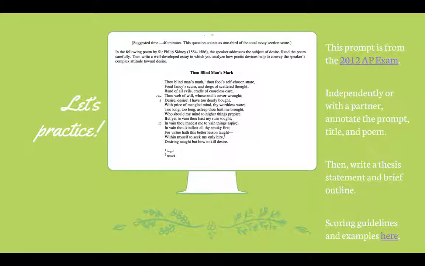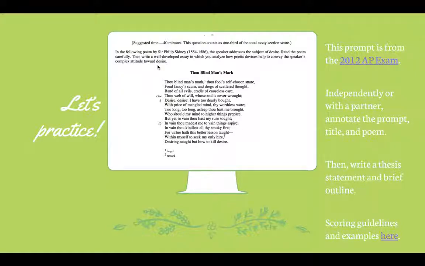Okay. So like we mentioned, a few things to keep in mind. We have the title, Thou Blind Man's Mark. We want to keep that in mind as we read through. Oftentimes in older poems, the title just by default is the beginning of the poem, so we see that here. We know a little bit about the poet here. We see Sir, which can help us guess that he is most likely a British poet. We see the time in which it was written. Then we see that we want to use our analysis of these devices to show how the speaker feels about desire.